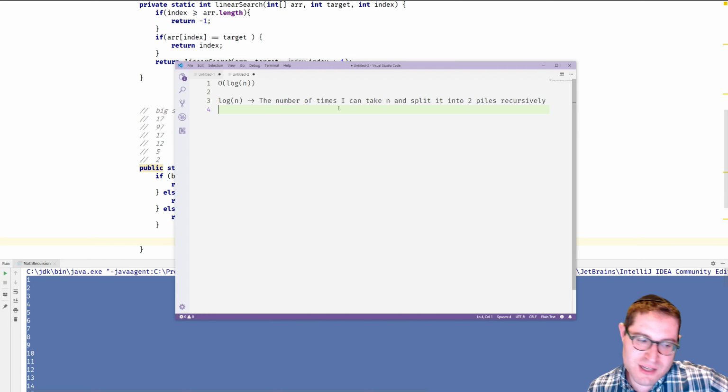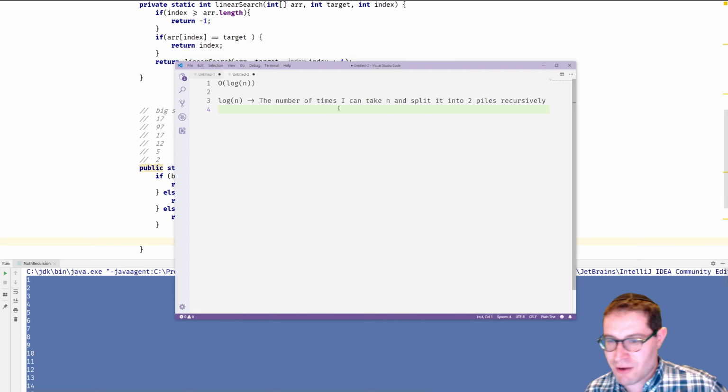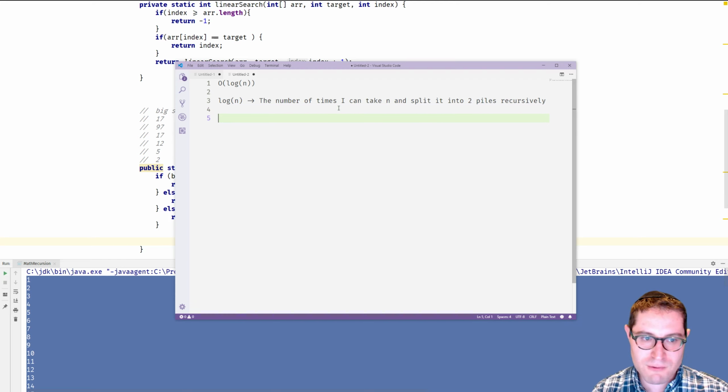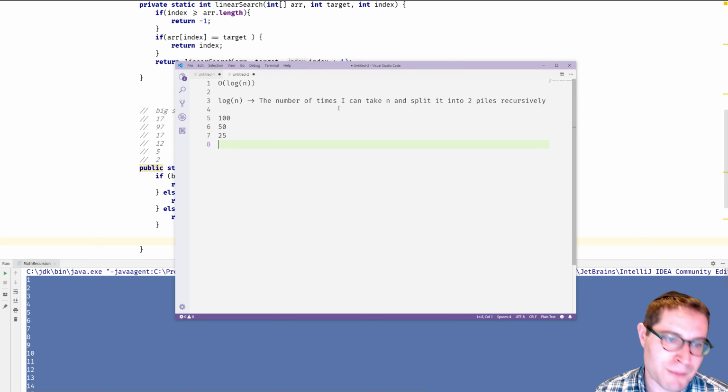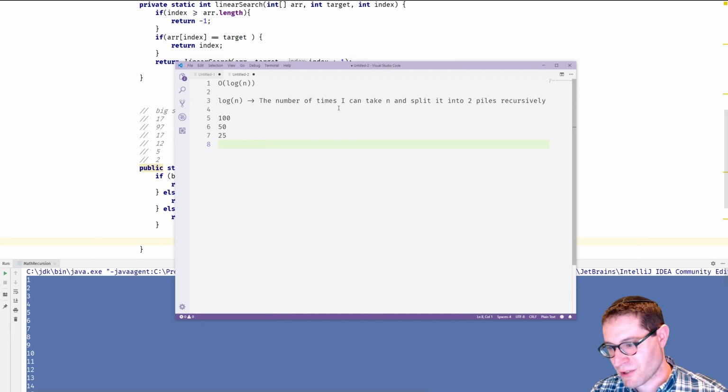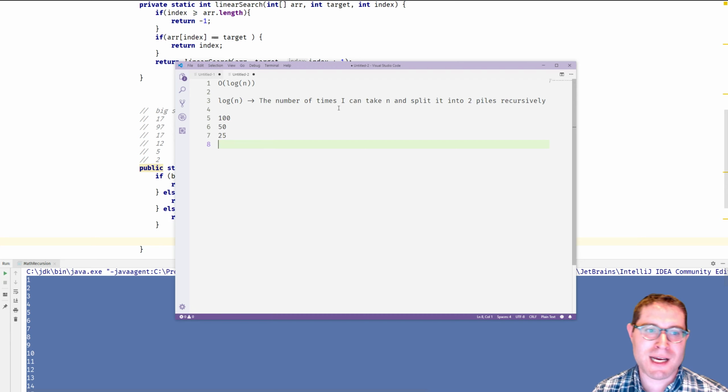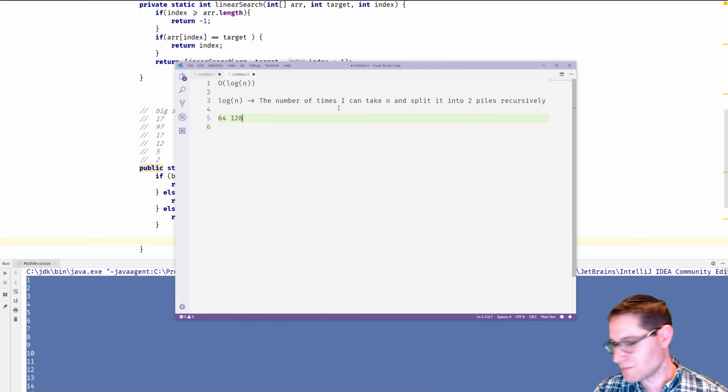Now, obviously, this does fall apart once we try to calculate log base 2 of 100. We can take 100, split it into 50s, and split those into 25s, but 25 doesn't really go in half. It still gives you an idea of how that should work. And you'll also know that the answer is somewhere between 6 and 7, between 64 and 128. But this is a good enough definition.